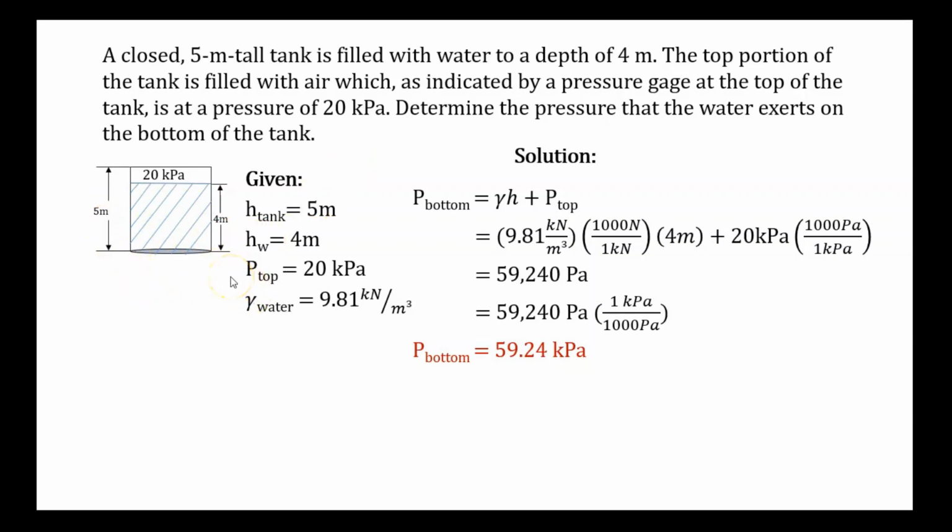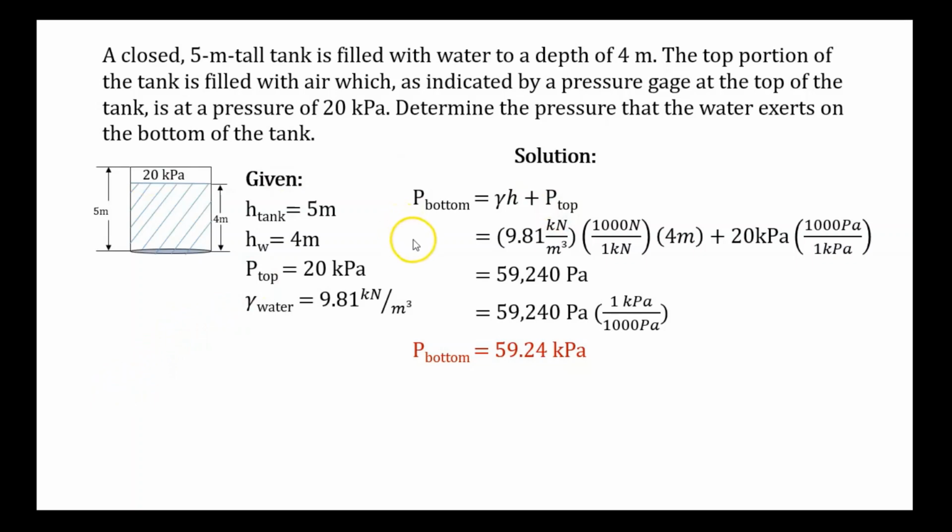So we are given a top closed tank, which implies that the bottom pressure is not only dependent on the pressure of the water column, but also on the pressure exerted on the free surface. So the pressure exerted by the water at the bottom of the tank is the sum of the pressure on the water surface and the pressure due to the water column. So we have this formula in finding the pressure at the bottom of the tank: P bottom is equal to the specific weight times height plus the surface pressure.